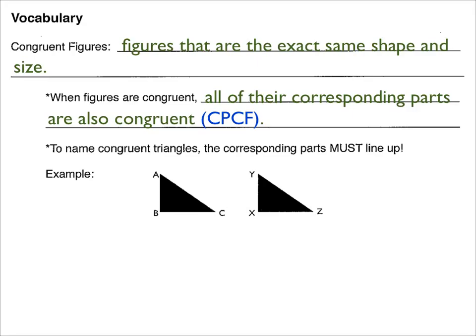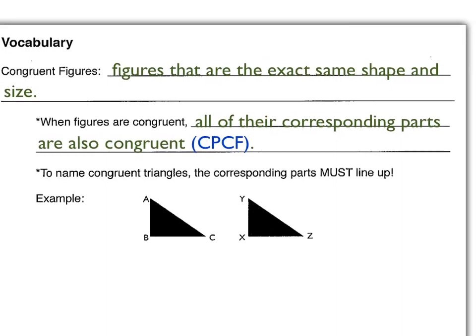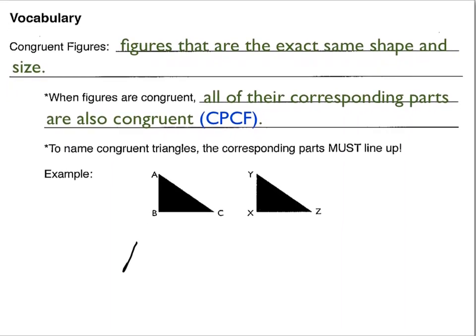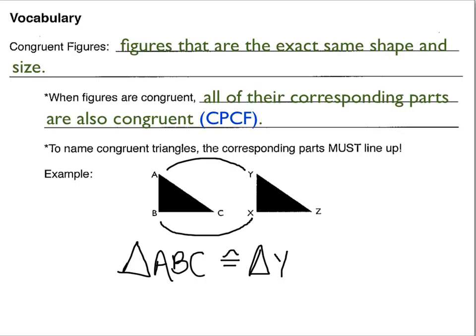Write a triangle congruent statement. You have to put corresponding parts in the same place. So if I choose triangle ABC and I name it in that order, ABC, I'm going to say it's congruent to triangle, and I have to go in the same order. So A corresponds to Y. They'd be the same angle measure. Y must come first. What letter does B correspond to? B corresponds to X. They're both 90-degree angles, so X must come next. And then C would correspond to Z, so Z must come last because C came last.